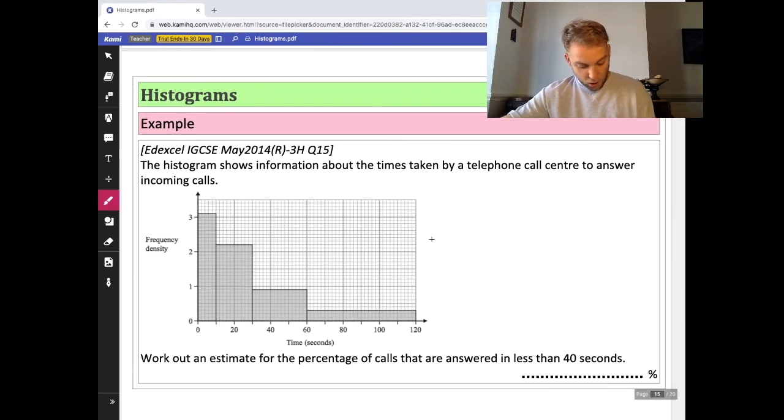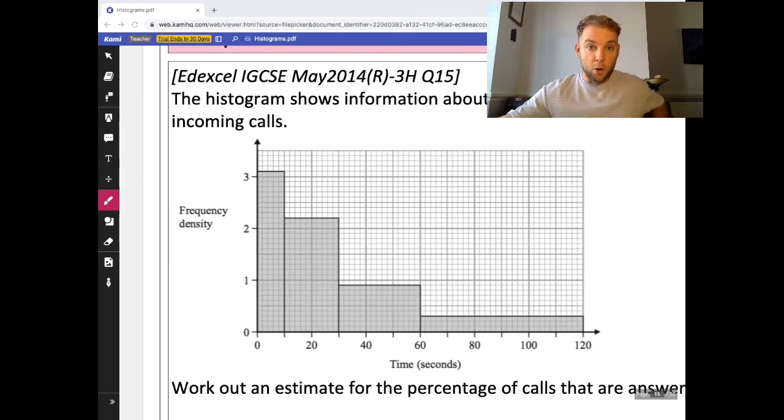So here, we've got a histogram that shows the information of the times taken from a call centre. Work out an estimate for the percentage of people who answered in less than 40 seconds. So let's zoom in so I can draw on this histogram again. Very similar to our last example, we need to work out the total frequency first, and we do that by working out the area of all of these.